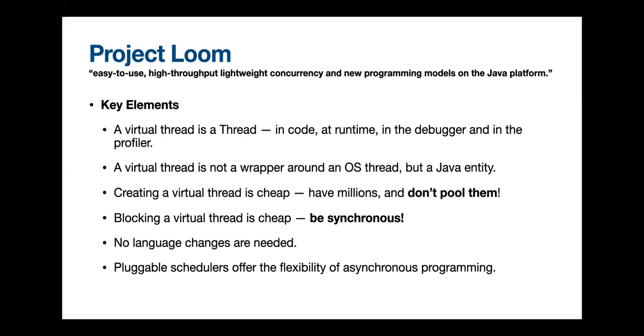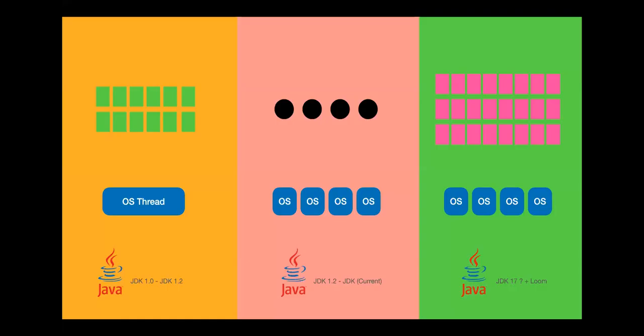We do a lot of pooling of threads, and we have to think about how many threads I have and what happens if I block all of them. There's a lot of stuff that we have to think about. Blocking a virtual thread is cheap, so we could be synchronous. In fact, it tells you to do so. No language changes are necessarily needed, although it's not quite out yet, so I'm not sure this will be an official statement, but that's what they're going for. Pluggable schedulers offer the flexibility of asynchronous programming.